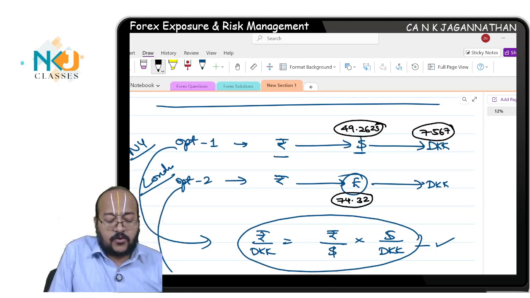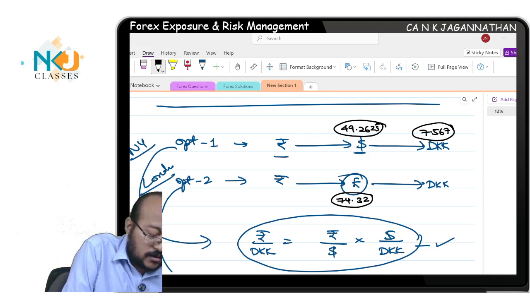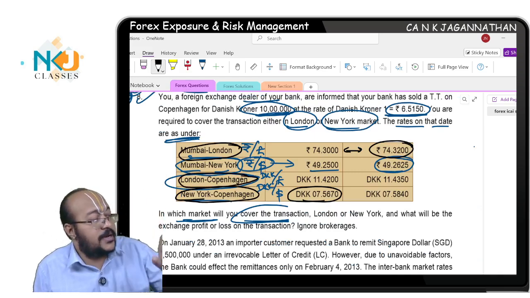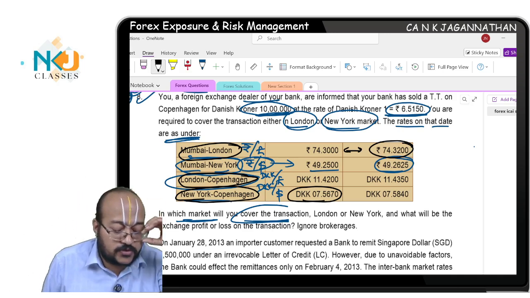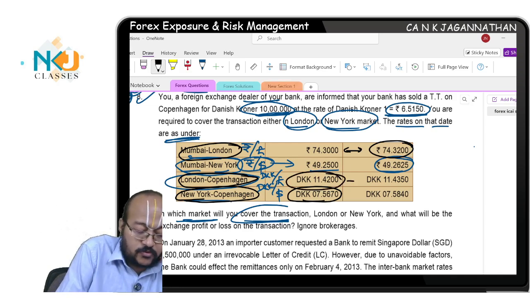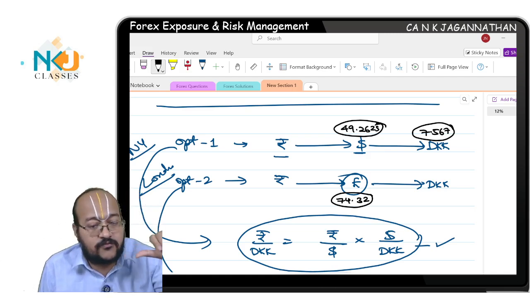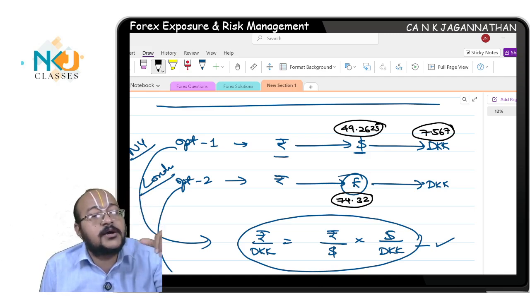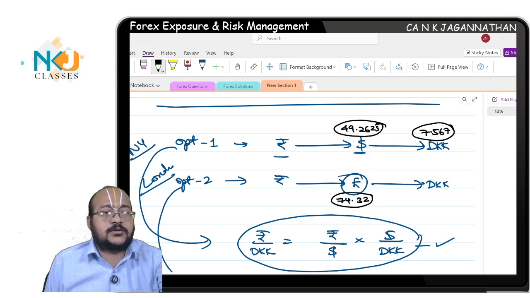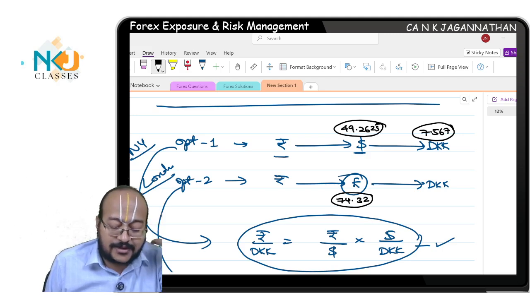Now you will sell the pound. Again, you go to the London-Copenhagen market, and you will purchase the Danish kroner by selling the pound. If you sell the pound, how much will you realize? Only a smaller amount. Only the bid rate will be given, 11.42. Like this, you need to take every rate. The only thing covered in the question is the adjustment; you need to know how it works and which rate you should consider. The bid rate and offer rate, the quotation, the fundamentals of Forex should be very strong. Then the entire chapter will become easy.